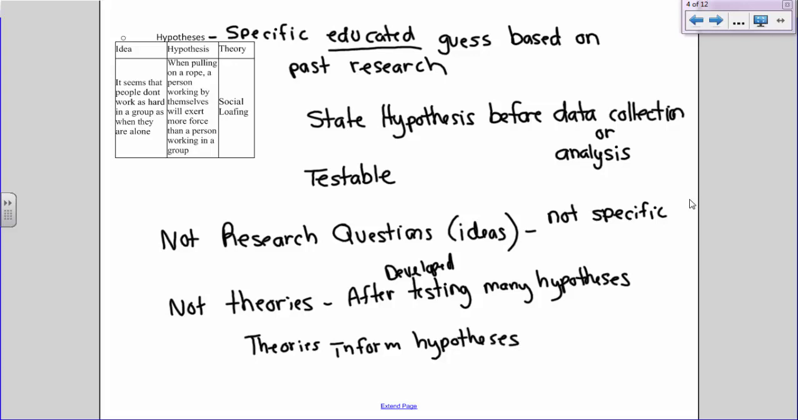Okay? So if we look up here, you'll see an idea or a research question: it seems people don't work as hard in a group as when they are alone. Well, a hypothesis would be, specifically when pulling on a rope, a person working by themselves will exert more force than a person working in a group. That is testable and it's specific, and it's based on past research on social loafing, which is a theory that suggests that people don't work as hard when they're in groups.